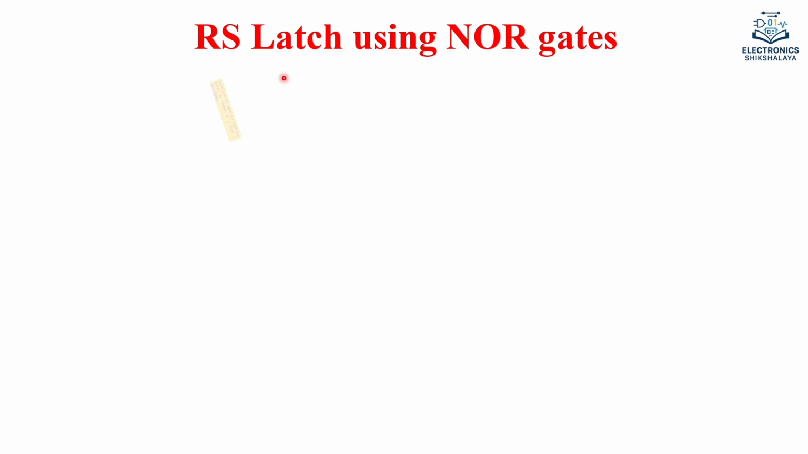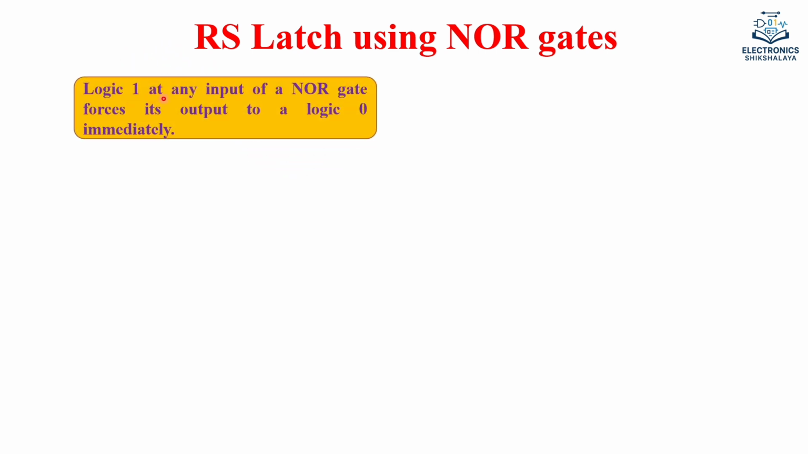The property of a NOR gate is that if logic 1 is at any input of the NOR gate, it forces the output to logic 0 immediately. Let us see how it looks. Suppose we have a two input NOR gate, with inputs A and B. What is the output? A plus B complement.